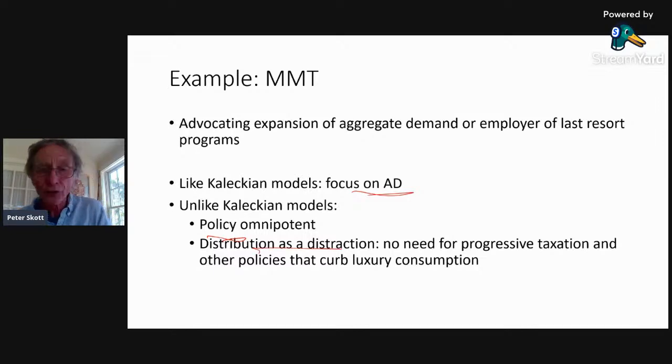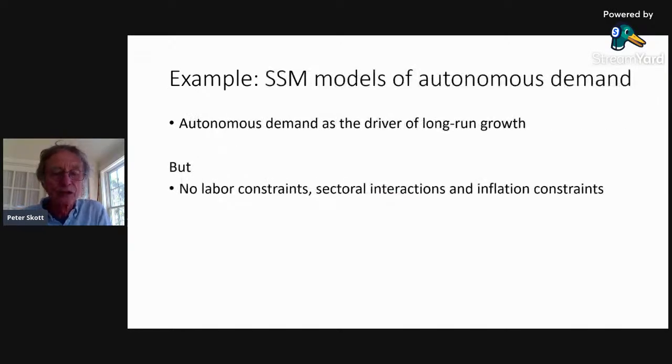We can fix anything by just having expansionary fiscal policy as long as we have a sovereign currency. Distribution is seen as a distraction, so rather than saying we need wage-led growth because that's the only way we can influence aggregate demand, the story now is we don't need to worry about progressive taxation or other policies to curb luxury consumption, to address these distributional issues. We can just go ahead and use aggregate demand policy. But again, aggregate demand policy as a driver of growth. Straffi and super multiplier models also see autonomous demand as a driver of long-run growth, no labor constraints.